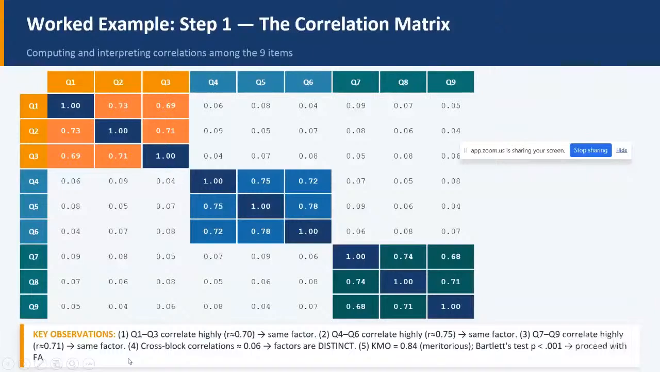This can be under same factors. Cross blocks, that is these blocks which are in sky blue or white, you can see the factors are distinct. And KMO, that will be explained in the next slide, is 0.84, and the test of p is 0.001. So we can proceed with this.